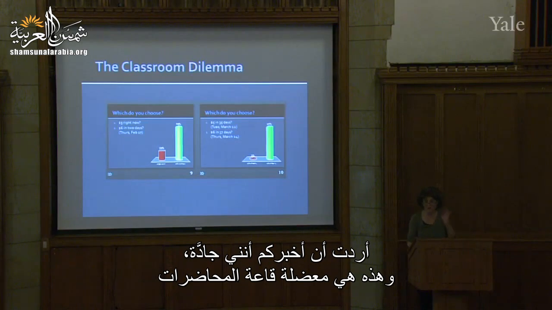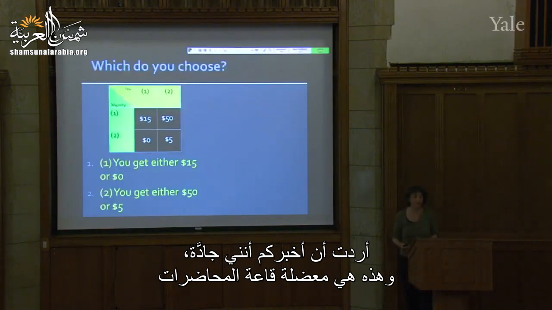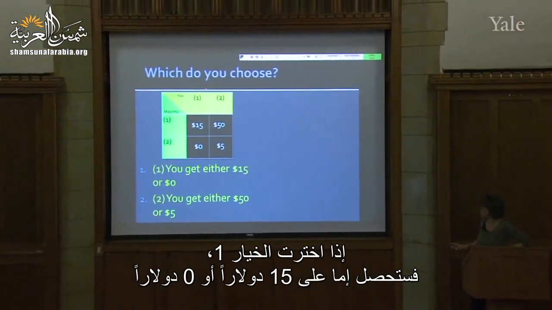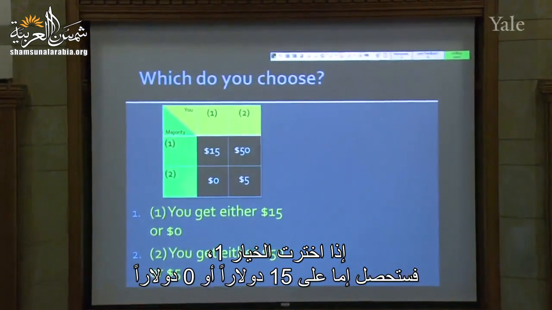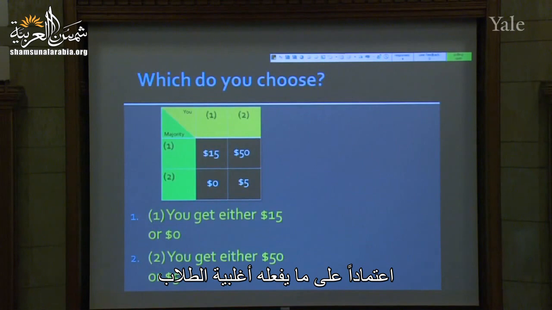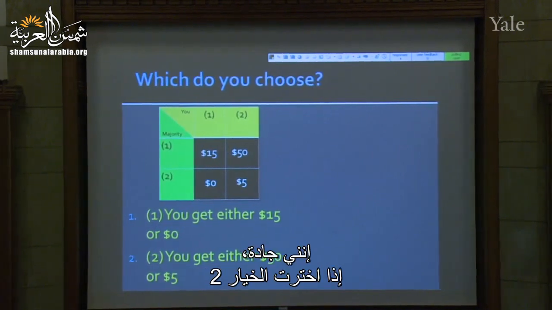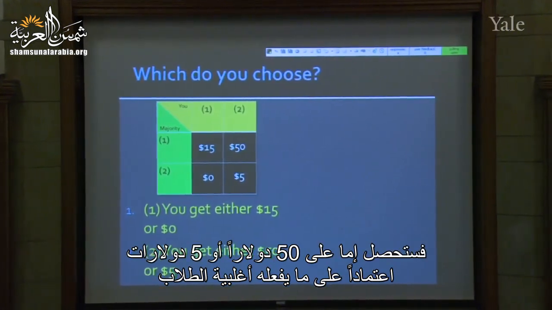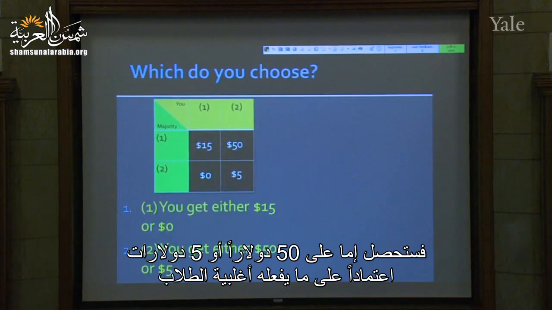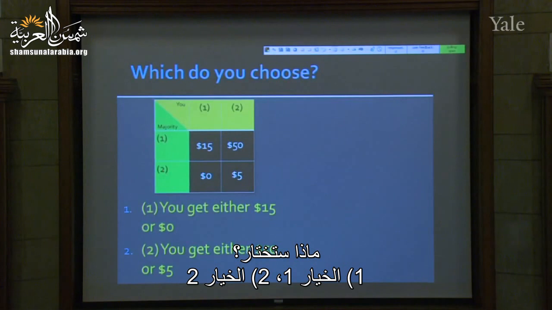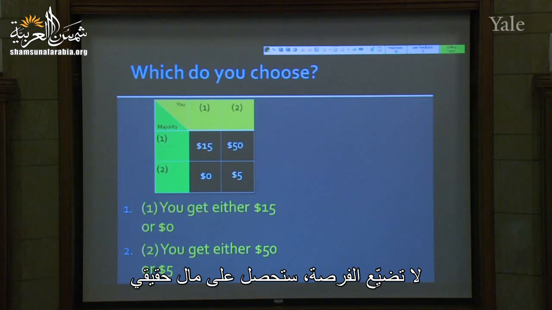Okay, so I want to tell you that I'm serious, and here's the classroom dilemma. If you choose one, you will get either $15 or $0, depending on what the majority of the class does. If you choose two, swear I'm totally serious, you will get either $50 or $5, depending on what the rest of the class does. I mean it. Start clicking. Only eight of you. Nobody wants the money. I'm going to start the timer. Don't miss your chance. This is real money.